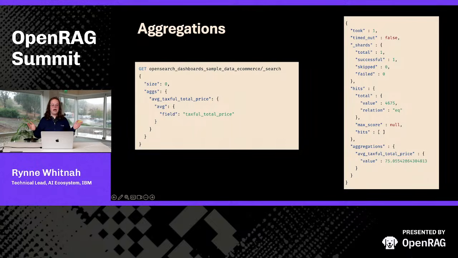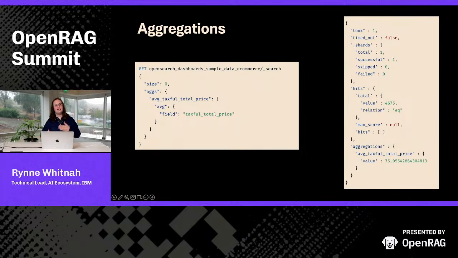So in this case, I want to know what the average price of all the products on my site is with tax. And it'll go through and analyze. In this case, it ran through over 4,000 different products on my site. And it said, okay, the average value here is about $75. And that's really good for me to know, because you can keep an eye on that, and you can do it when you combine it with filters and other aggregations.